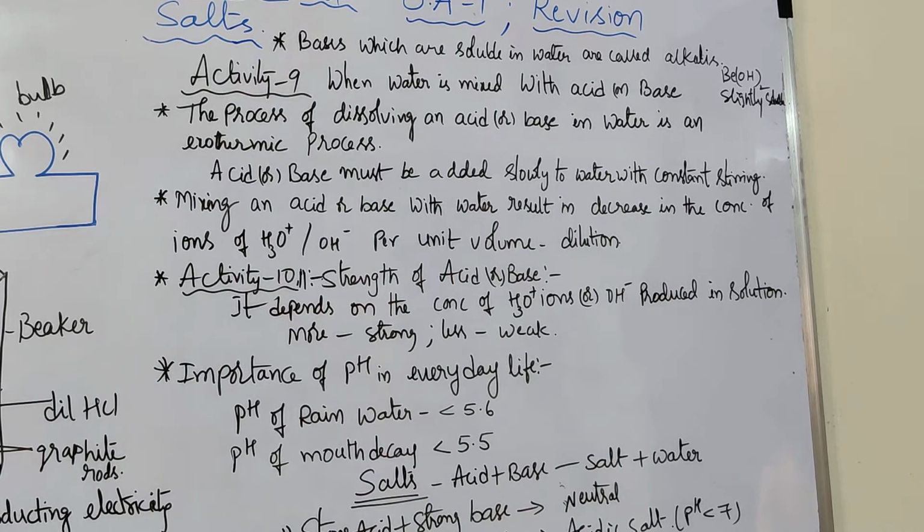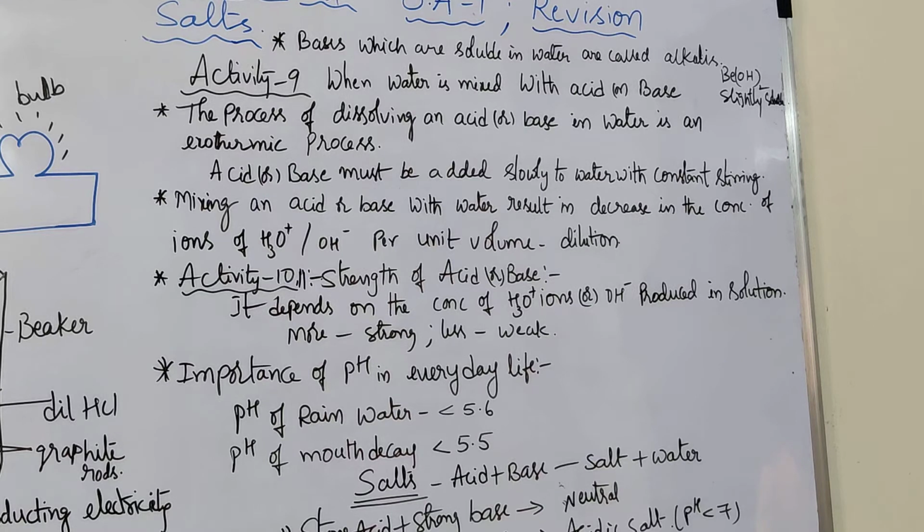Now coming to activity 10. In activity 10, we have to find out the strength of acids and bases. By using the universal indicator, you can find out whether the given solution is a weak acid, strong acid, weak base or strong base.